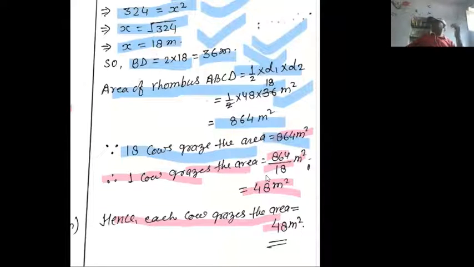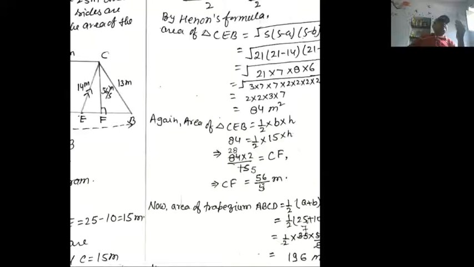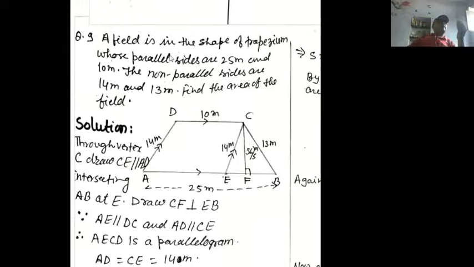And in the question it is given 18 cows graze. Area of green grass equal to 864 meter square. Therefore, one cow will graze green grass equal to 864 by 18 equal to 48 meter square. Now it is clear.